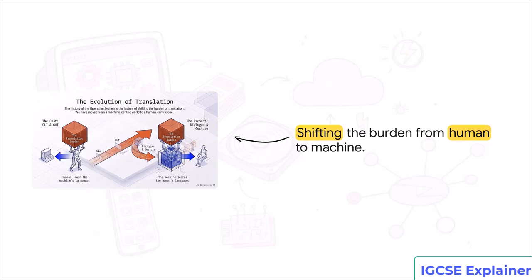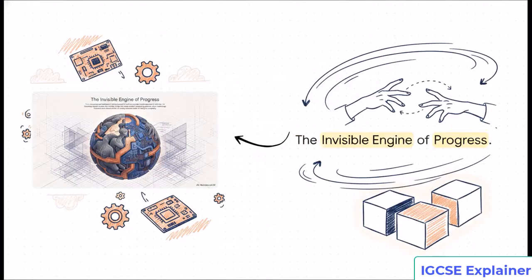Back in the day, with the command line, humans had to carry the heavy burden of learning the machine's language. But today, with dialogue and gesture, the machine carries the heavy burden of learning our language. We've effectively moved from a machine-centric world to a profoundly human-centric one. Ultimately, from managing raw hardware on a motherboard to tracking complex human gestures in 3D space, the operating system remains the unsung hero that makes modern computing possible. It really is the invisible engine of progress.